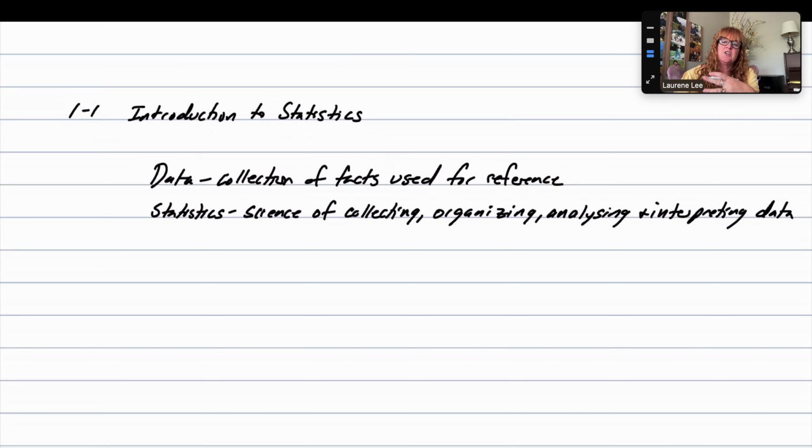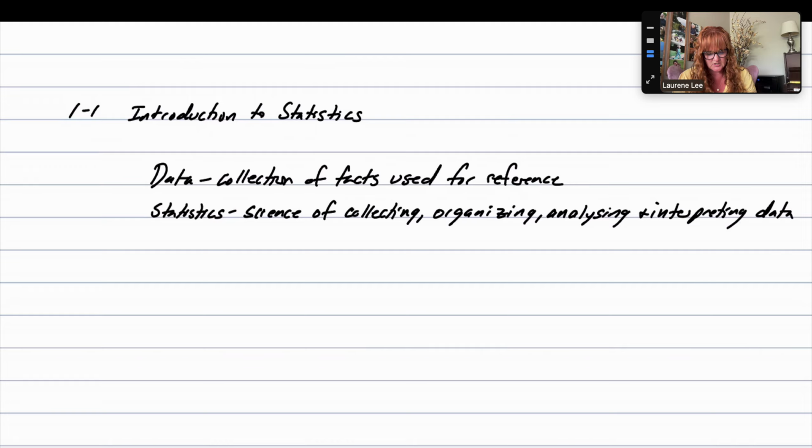So what we're going to do in this class is we're going to collect information, collect data, collect different facts from different situations. We're going to learn how to collect it well, how to organize it, how to analyze it, and then how to interpret it. That's the goal of this course.